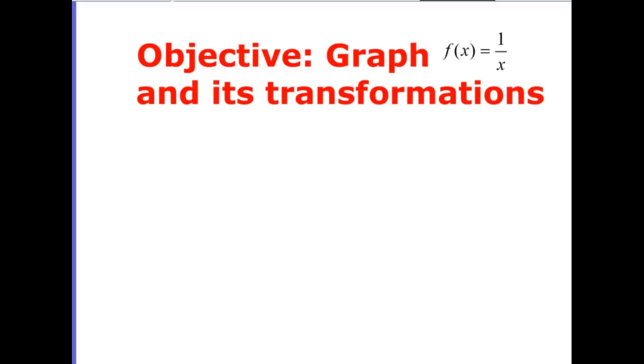Now that we've learned how to solve rational equations, the next thing is to learn how to graph rational equations. This is rational because it looks like a fraction. And we're going to graph its transformations. That means, just like we've done before, moving it left, right, up, down, stretch it, shrink it, and reflect it.